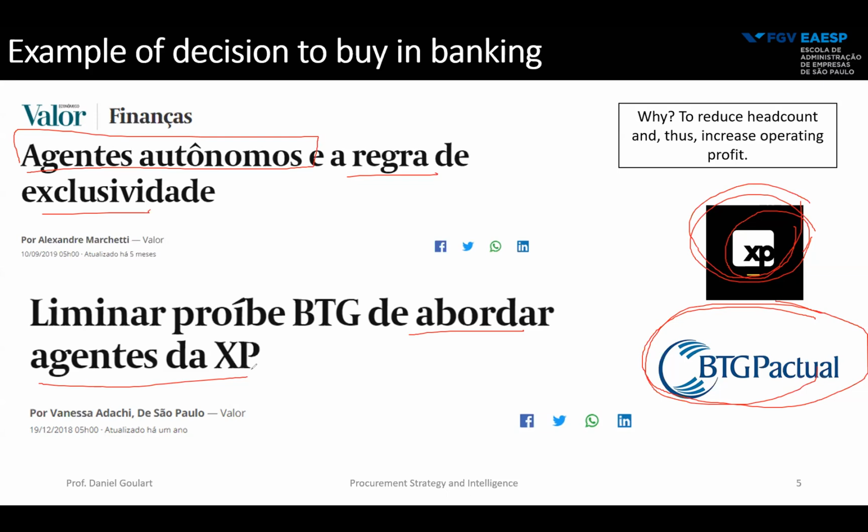The wallet. So this is a very important matter of trust. XP decided to outsource a kind of key activity. And some agents were not that reliable, or the relations between XP and the agents were not being well managed by XP. Result: several agents became BTG's agents, bringing to BTG several customers, several.